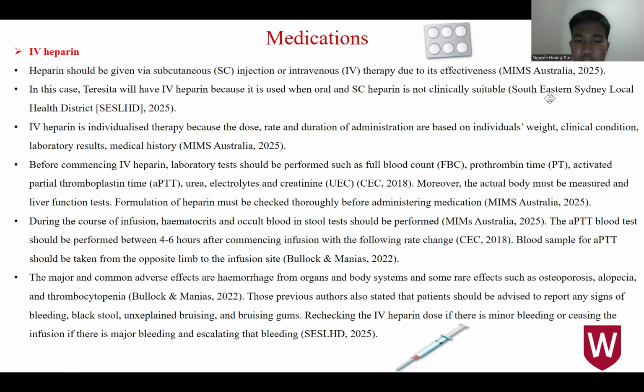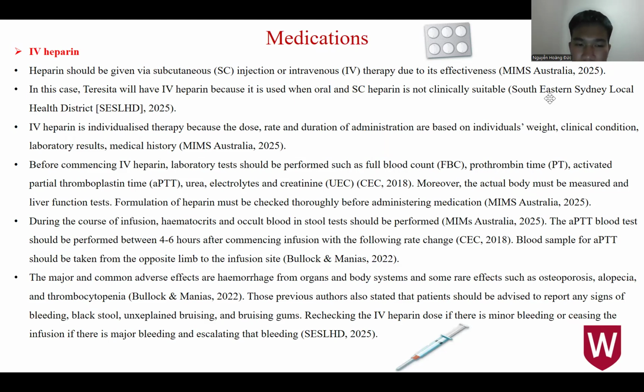During the course of the infusion, hematocrit and occult blood in the stool test should be performed. The APTT blood test should be performed 4 to 6 hours after commencing infusion and following each rate change. The blood sample for APTT should be taken from the limb opposite to the infusion site.